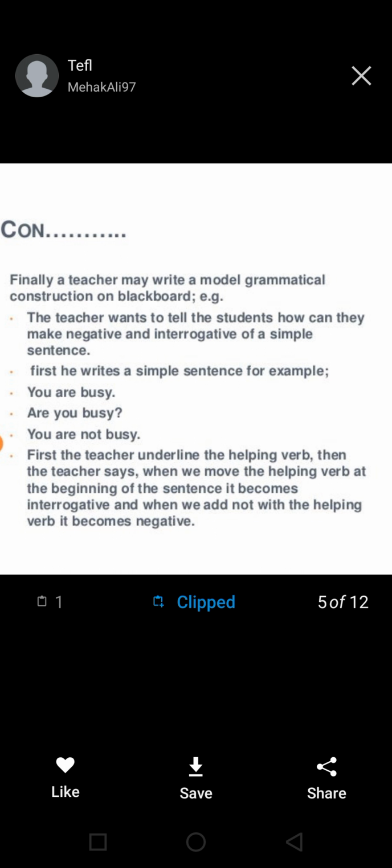And when we add not with the helping verb, it becomes negative. For example, here we say you are not busy. Here we have added not and it became negative. By this method, learners are expected to grasp English words, phrases and sentences, English grammar and English structure pattern.